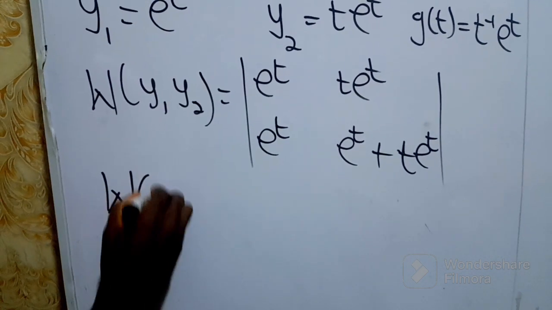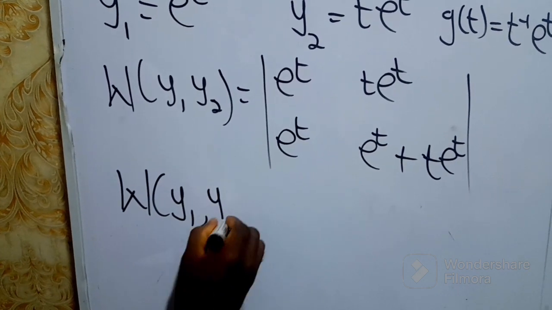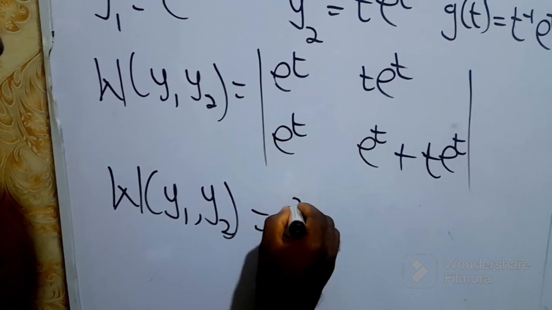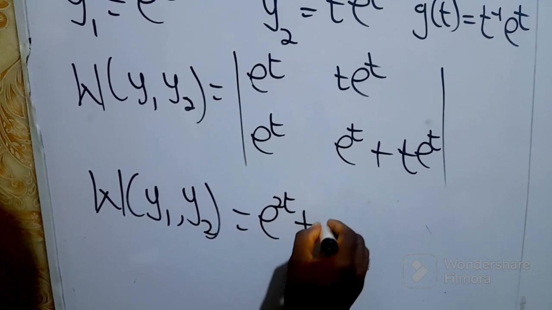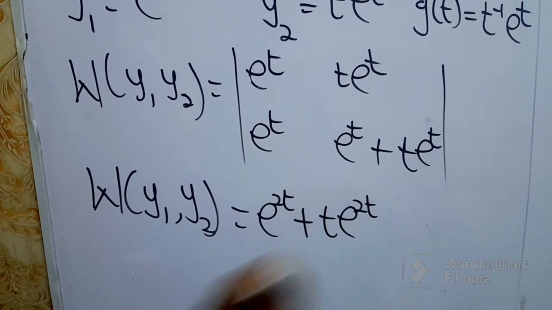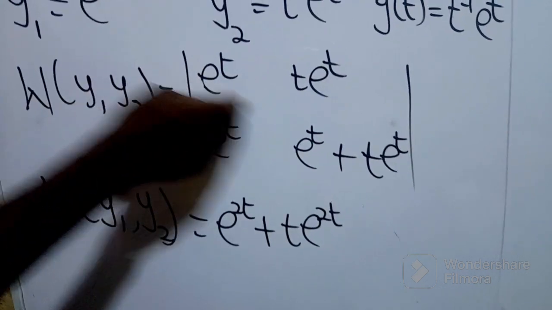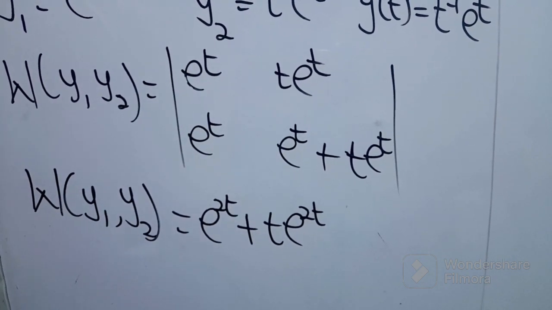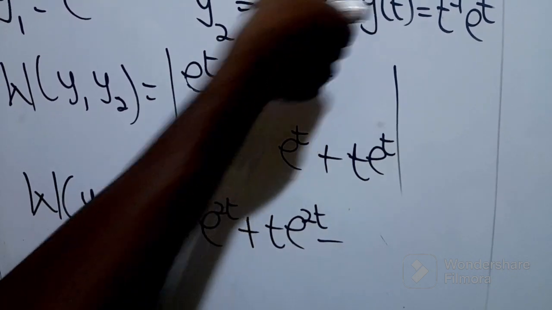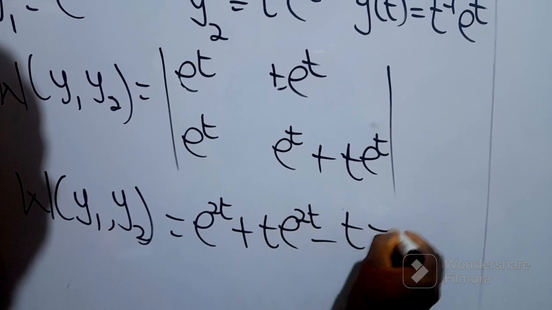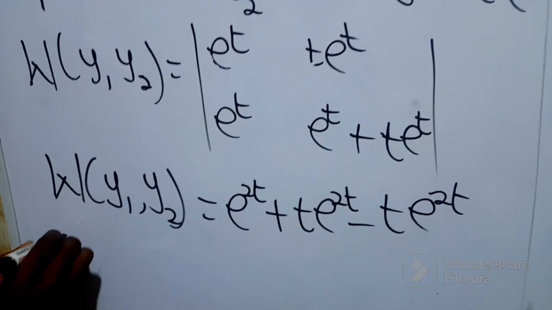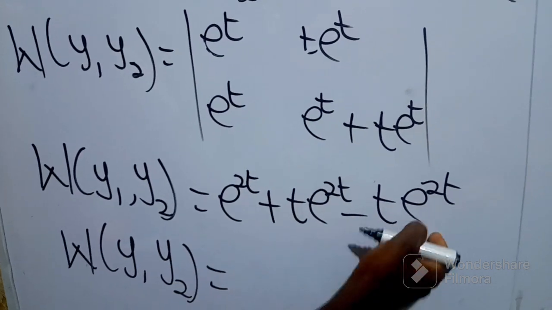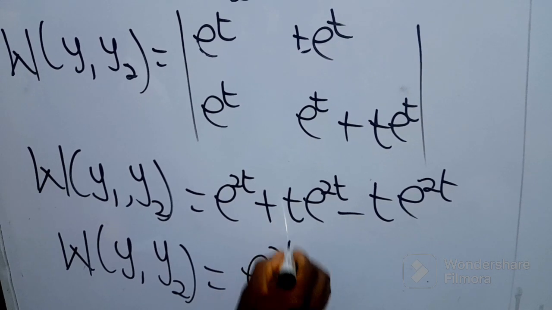So we can say the Wronskian of y1, y2 will be equal to this times this. When this multiplies this, we get e^(2t), then plus t e^(2t), using indices. Since they are multiplying with the same base, we just add the exponents. Then minus this times that, which will be t e^(2t) as well. Then the Wronskian of y1, y2 becomes, remember this will give us 0, just e^(2t).